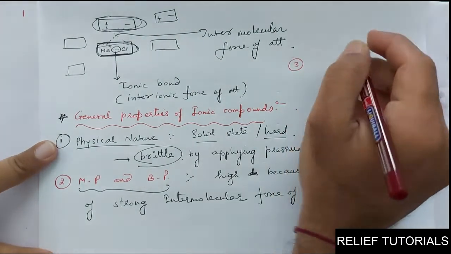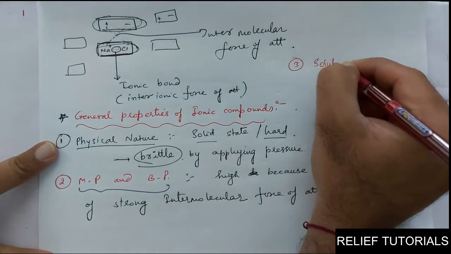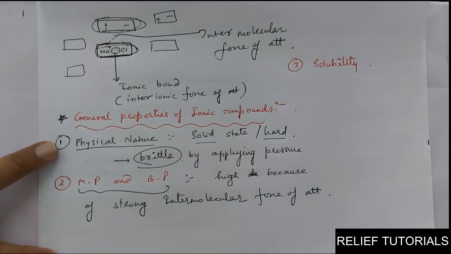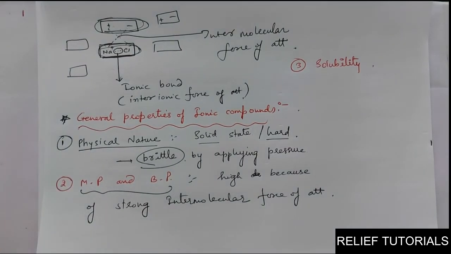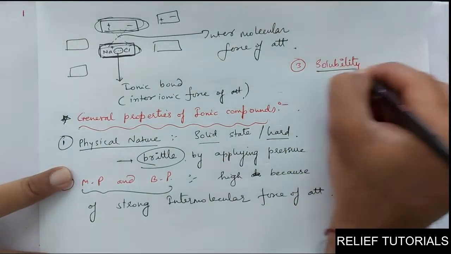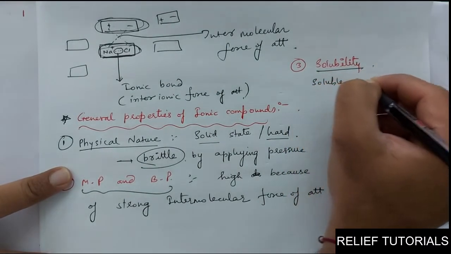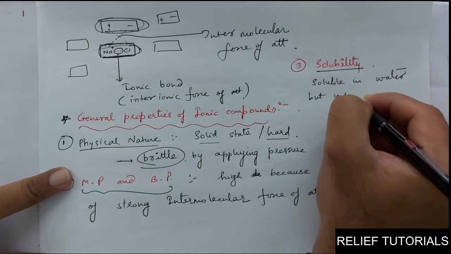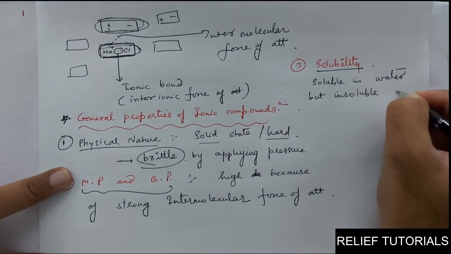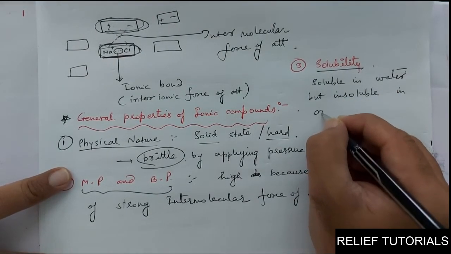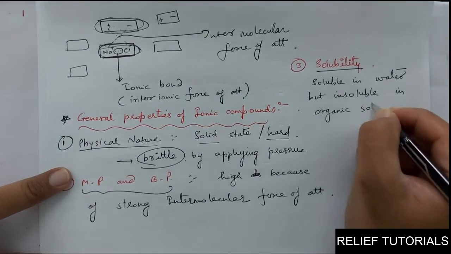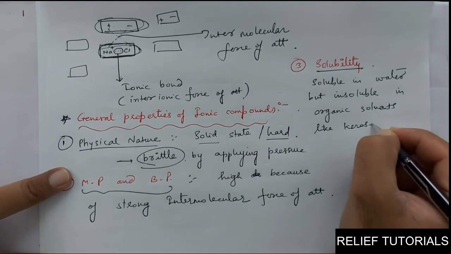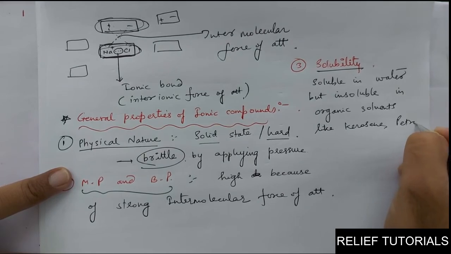Third, what about the solubility? Whether they are soluble or not. This type of ionic compounds are normally soluble in water, but insoluble in organic solvents like kerosene, petrol, etc.